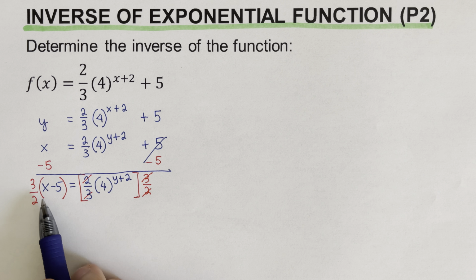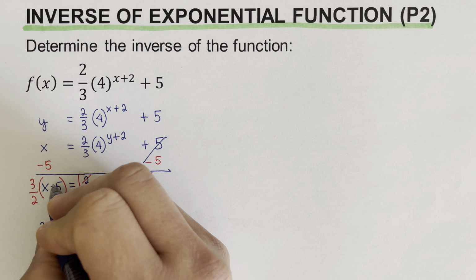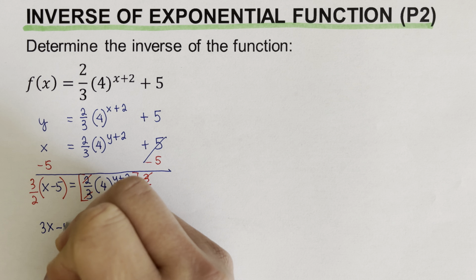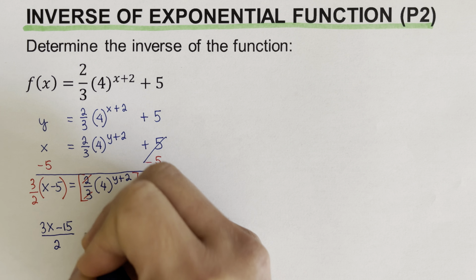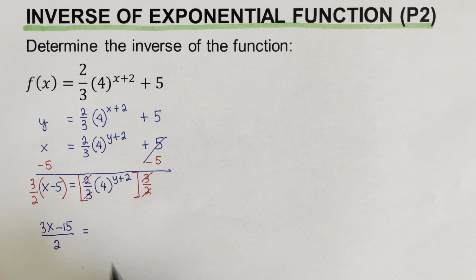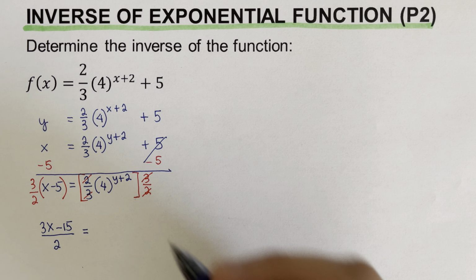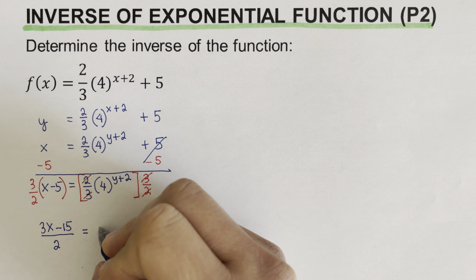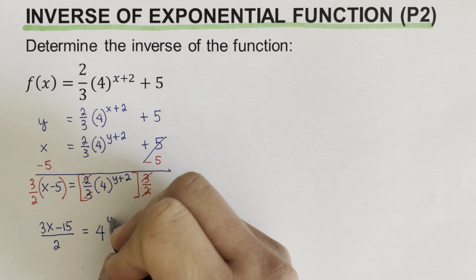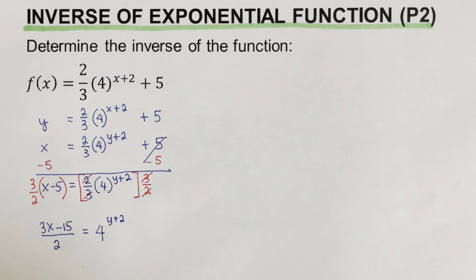So this would come out 3 times x is 3x. And then 3 times negative 5 is negative 15. And this is over 2. And this is equal to, again, the 2/3 have already been crossed out. So we are left with 4 raised to the power y plus 2. So then that's one of the sub-steps in step 2.